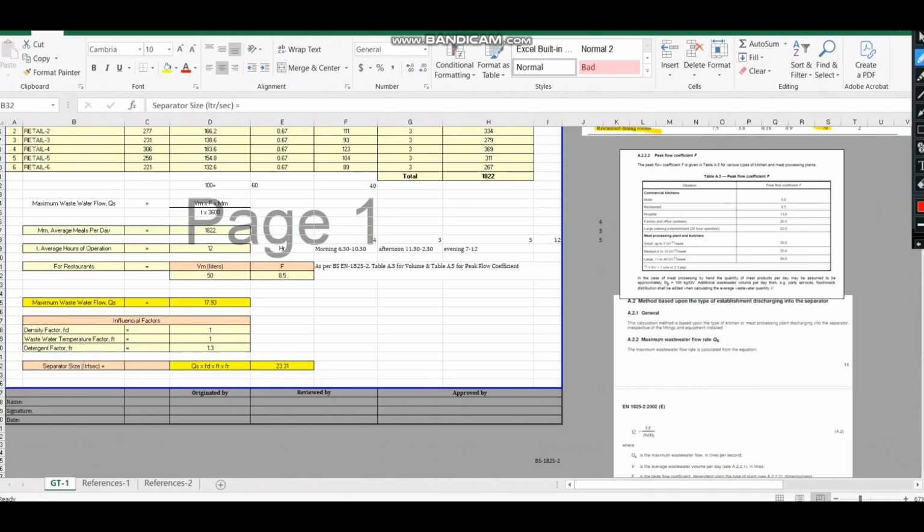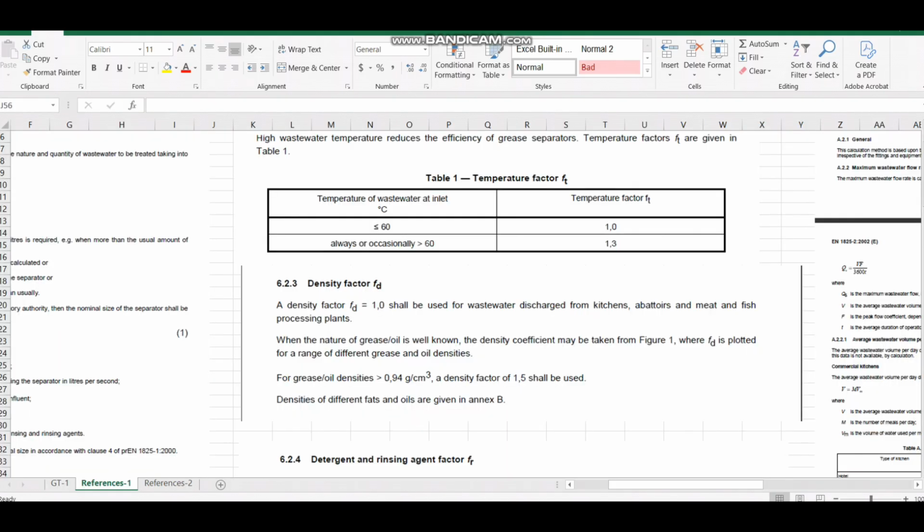Now we got the maximum wastewater flow. From here we need three important influencing factors to size the exact separator grease interceptor size. So we need the density factor, the wastewater temperature factor, and the detergent factor. These three factors I will tell you how to consider exactly. So here we have the explanation for these three things.